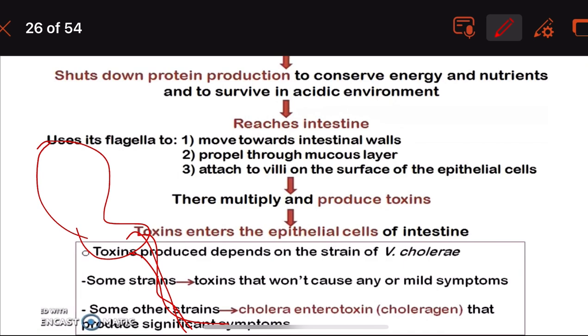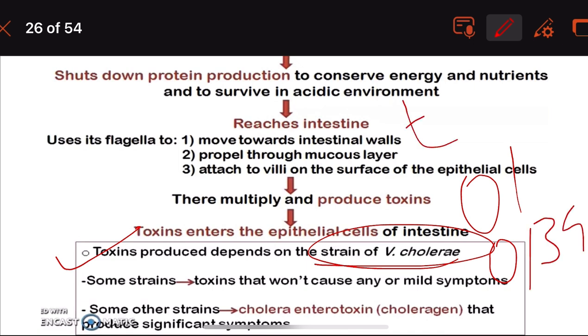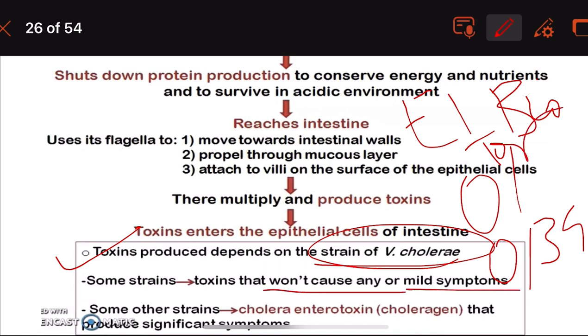There it multiplies and starts producing the toxins, and these toxins will enter the epithelial cells of the intestines. Now we see the toxin produced will depend upon the strain, whether it is O1, O139 or El Tor biotype. Then we see that some strains won't cause any symptoms, or they cause only mild symptoms.